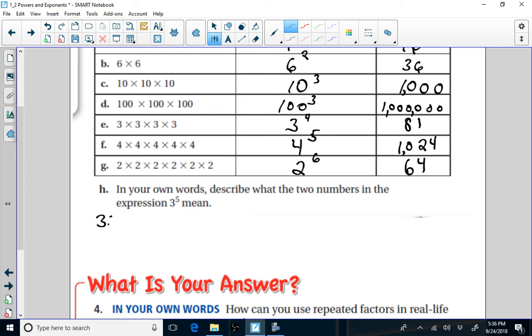What does the 3 mean in your own words? That is the factor. That is the number being used as the factor. What does the 5 mean? The 5 is how many times?